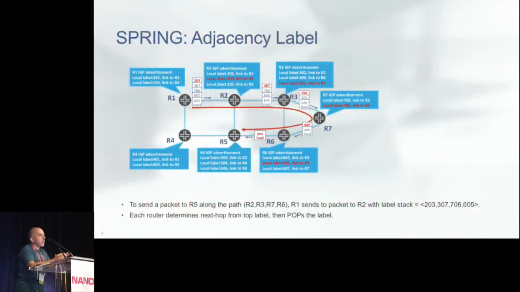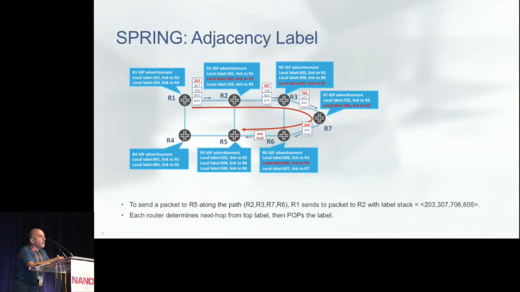Spring defines two major types of segments or labels. The first one is this adjacency label, and it's again pretty simple concept. Every router assigns a label to each of its adjacencies, or its neighbors basically. And the interesting labels here, I have them in red. If a router, say R1, wanted to send a packet to R5, all it needs to do is craft a header for that packet that kind of looks like this, with label 2 or 3 on top. And that label 2 or 3 was announced by the next hop router, router 2.